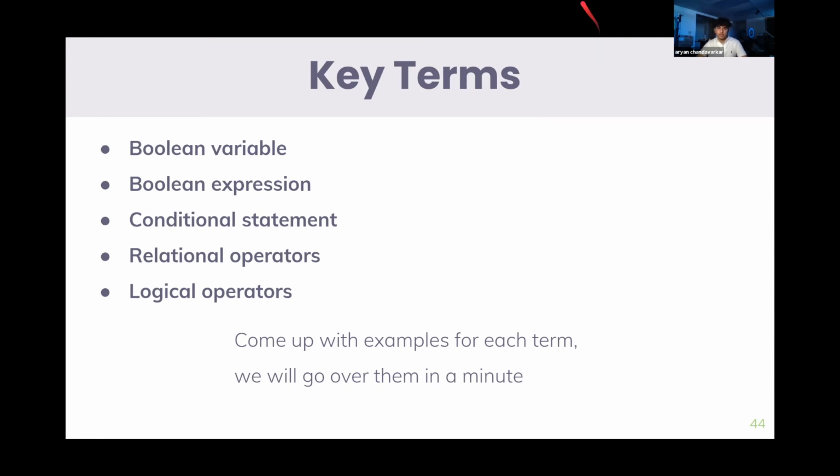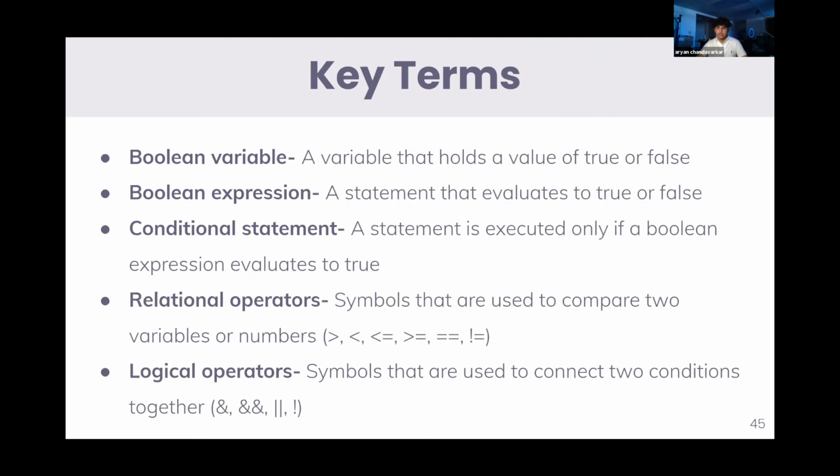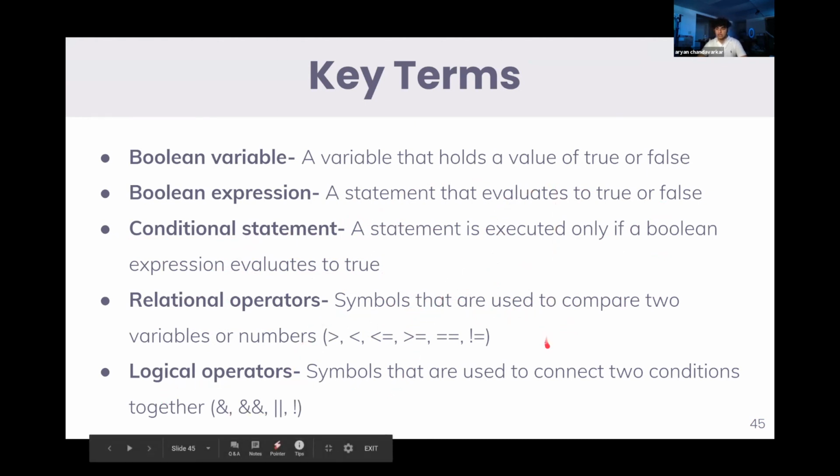Exactly. Good job, guys. So this is what we had. Pretty much what you guys wrote word for word. A Boolean variable is a variable that holds a value of true or false. Now, a Boolean expression, that's something that you guys had a little trouble with. That's just a statement that evaluates true or false. So it's anything that's inside the if statements. Then we have a conditional statement. You guys got that one right. The if, else, and else if. Relational operators compare two variables and numbers. And then logical operators connect two conditions together.